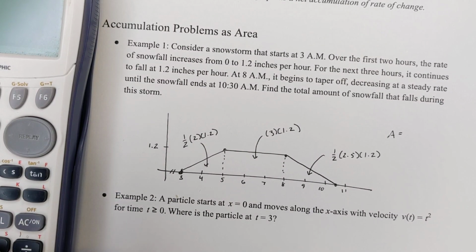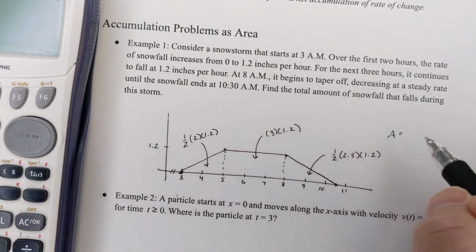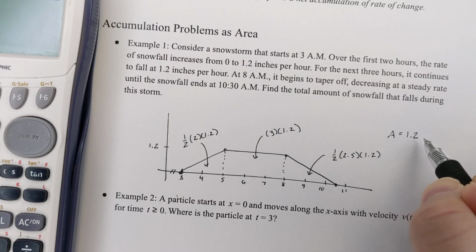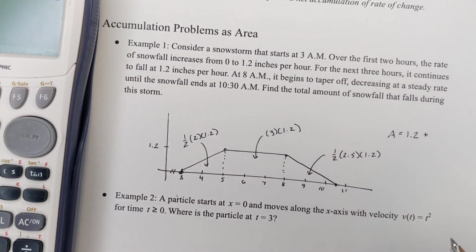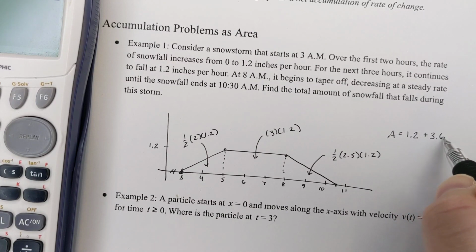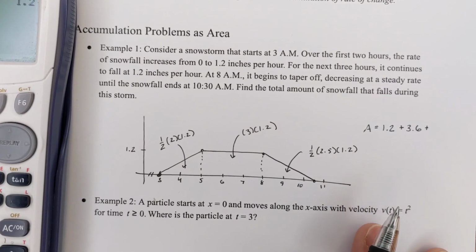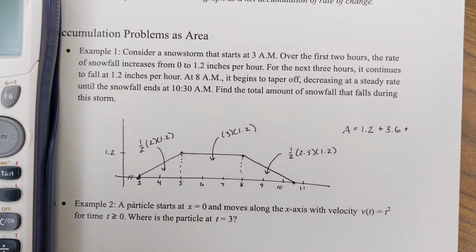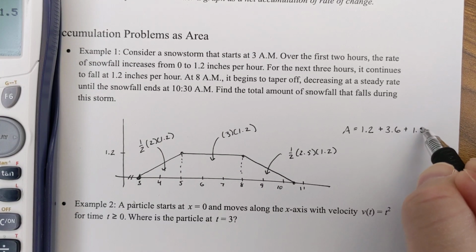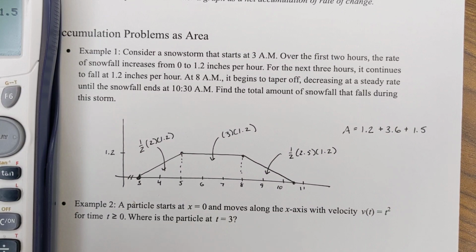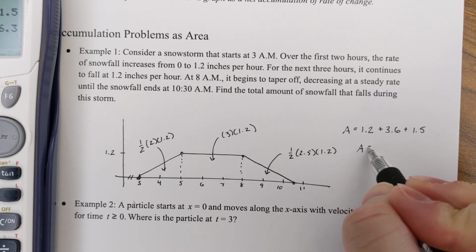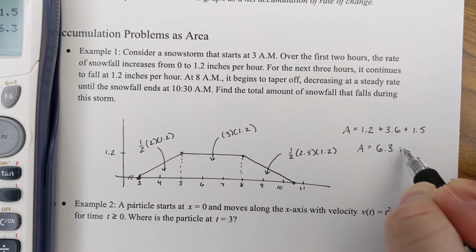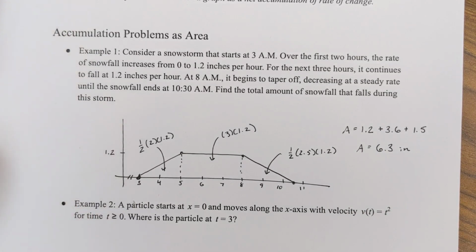So 0.5 times 2 times 1.2. So this far section over here on the left, 1.2 inches of snow will fall. In the middle, I did in my head, that was 3.6 inches. And on the far right, 0.5 times 2.5 times 1.2 is 1.5 inches of snow will fall. So 1.2 plus 3.6 plus 1.5. All in, there'll be a total accumulation of 6.3 inches.